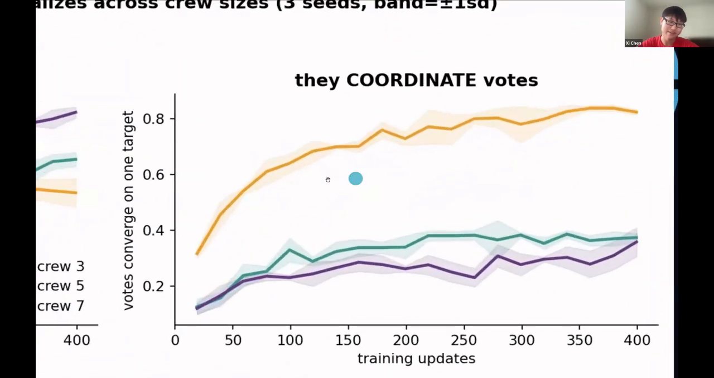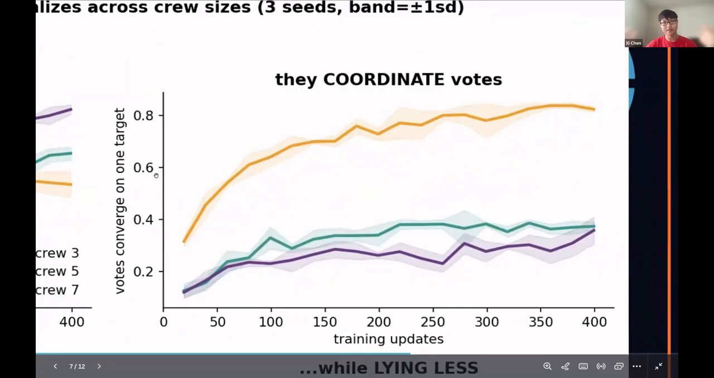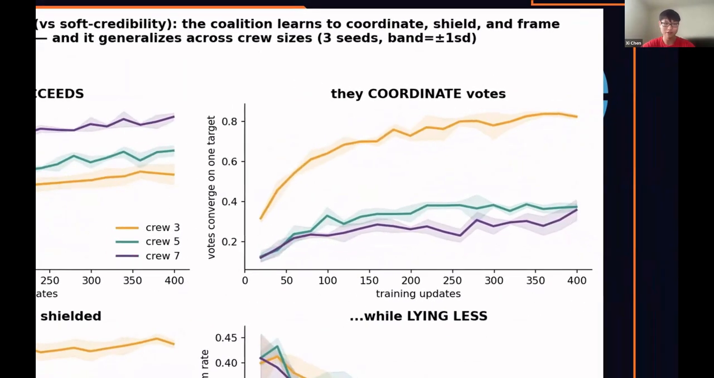The second variable of interest is the rate at which the votes from the imposters converge on one single target. We can see that similarly, the rate at which votes converge on one target also goes up, which means that throughout the rounds and throughout the episodes, the imposters are learning to coordinate their votes more.